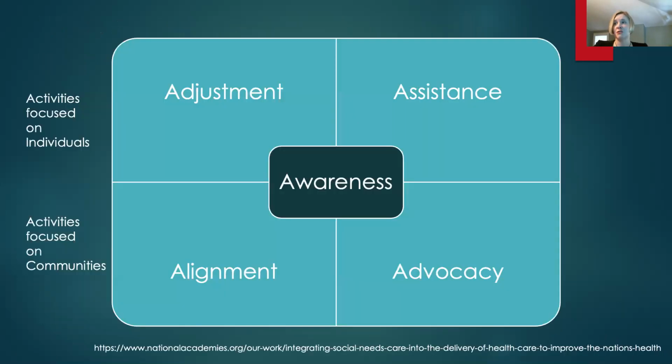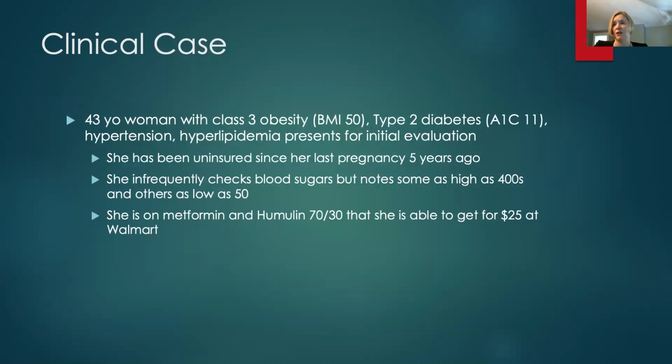So finally, in the last few minutes, I'd like to frame the conclusion of this discussion around the framework set forth by the National Academy of Science, Engineering, and Medicine and our clinical case. The 5A's framework for incorporating social care and healthcare recognizes that some activities will be focused on individuals and others will be focused on communities, but everything begins with an awareness of the challenges that our patients face. Let's take a moment to walk through this framework with our clinical case.